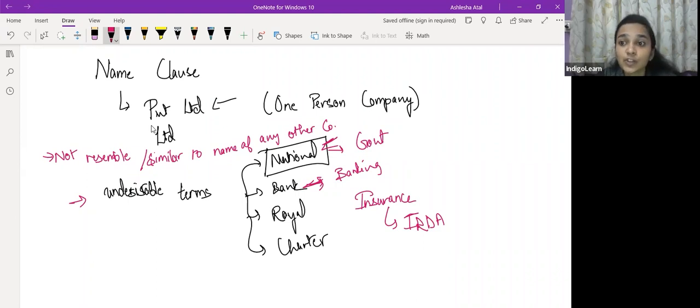The name of the company should not contain any undesirable terms, and also should not give an inference that this company is controlled or owned by government या फिर any other such authority. अगर यूज भी करना है वैसे टर्म्स, तो पहले सेंट्रल गवर्नमेंट का अप्रूवल लगेगा, उसके बाद ही वो लोग यूज कर सकते हैं.